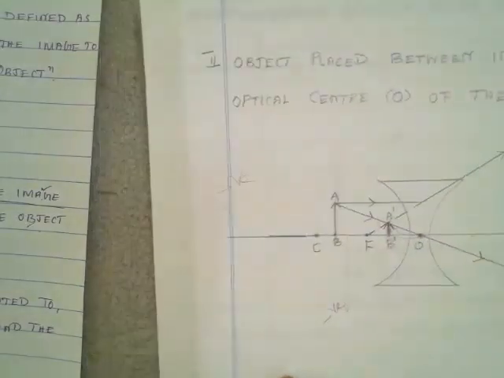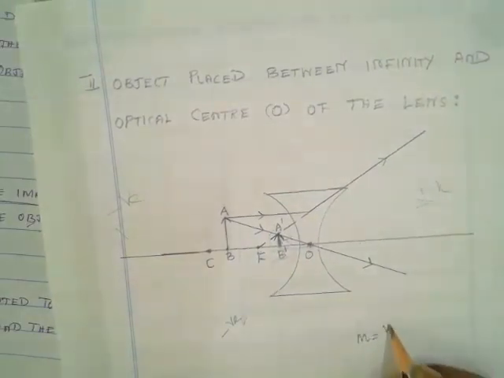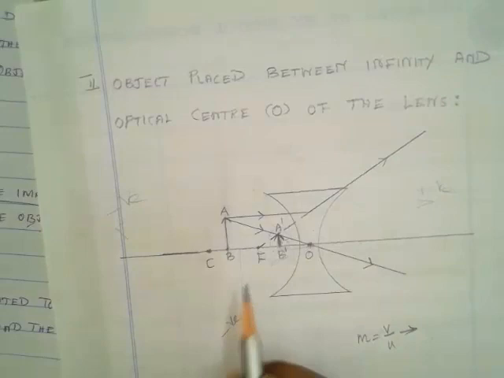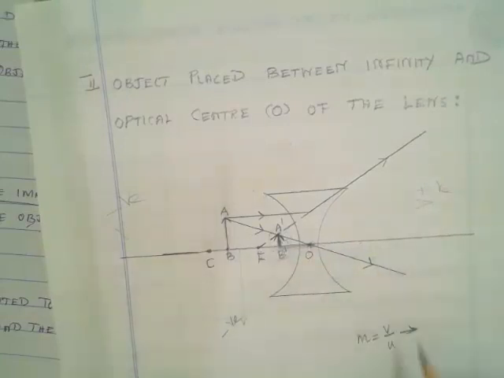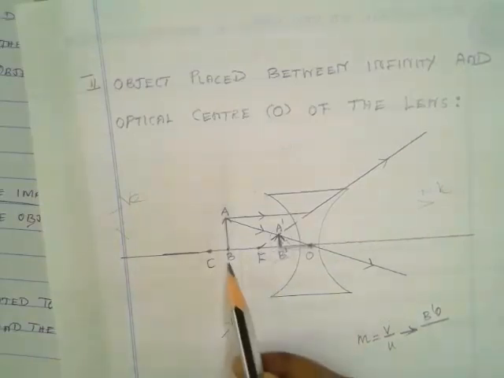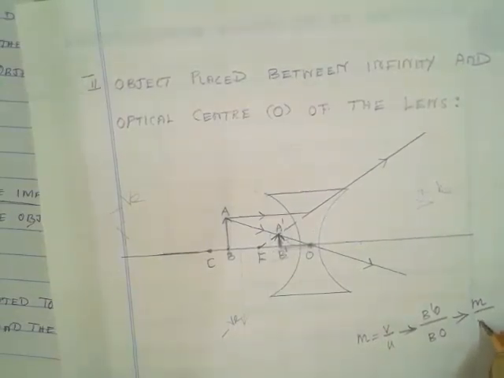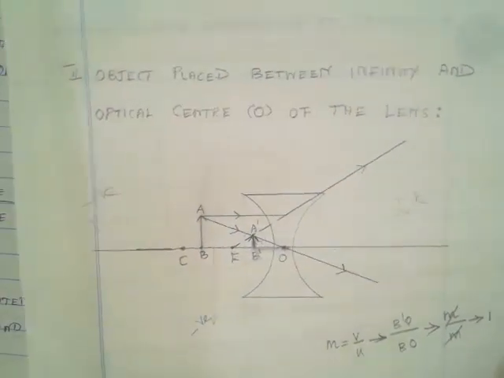As per the second relation, the magnification, small m, is equal to v by u. That means the distance of the image, this is only the distance between b dash and o, divided by the object distance, that is from b to o. The distance of the image is measured in meters and the distance of the object in meters, so they cancel out. Therefore there is no unit for magnification.